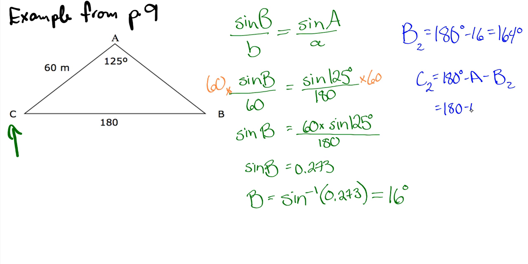Well, I'm going to do 180 minus 125 minus 164, and this is way, way, way more than 180 degrees if I combine those. In fact, I'm left with the result that if this second triangle was possible, C would have a measure of negative 109 degrees. And we know that's impossible. So by doing this check, I can see that there's no second triangle possible.